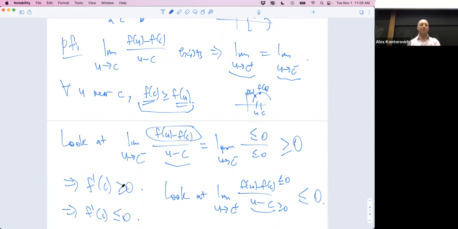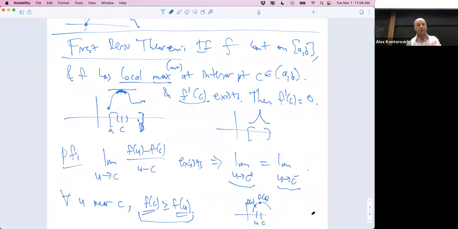So for two different reasons, f prime of c is non-negative. It's also non-positive. There's only one number that's non-positive and non-negative: 0. Therefore f prime of c is 0. That's what I mean by a rigorous, or at least quasi-rigorous, mathematical proof. So that's the first derivative theorem.